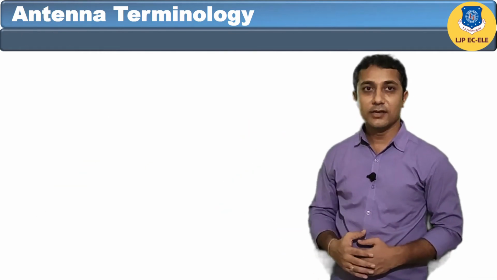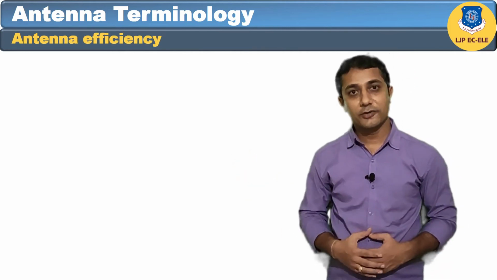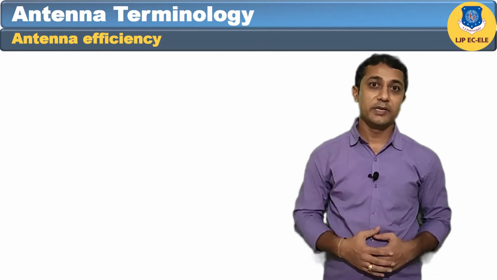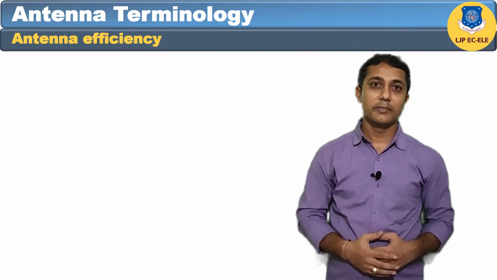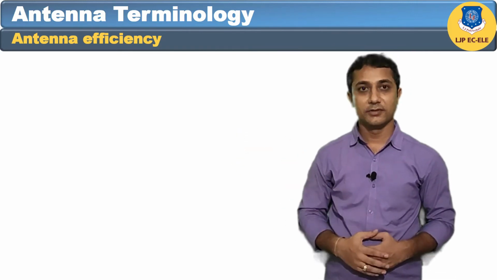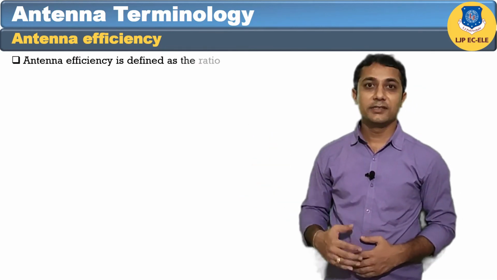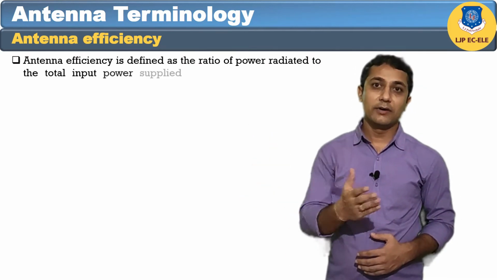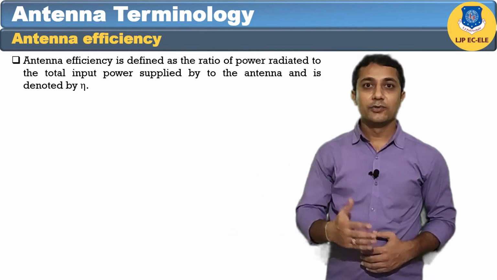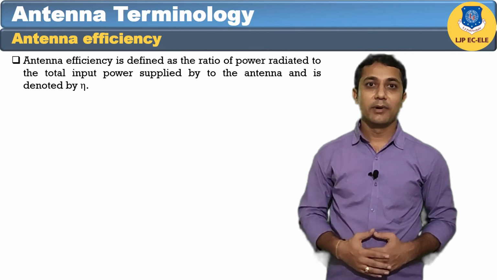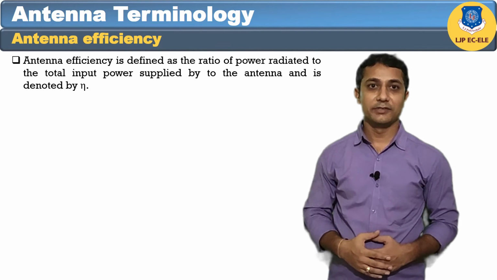Now next is the antenna efficiency. In the first part of terminology we discussed beam efficiency. On the basis of that we can also define or measure the antenna efficiency. So let's see what it is. The antenna efficiency is defined as the ratio of power radiated to the total power supplied to the antenna, and it is denoted by eta. This is the symbol of the antenna efficiency.